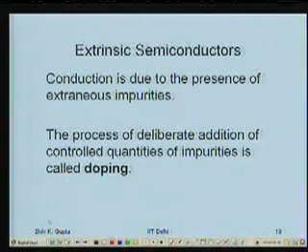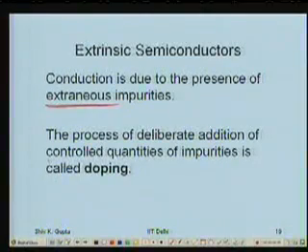That is, metals. I'm talking about metals and conductors. Here you will find it the other way around. When you add impurities, they increase the conductivity. Okay? We call it extrinsic because the conduction is due to the presence of extraneous impurities. These extraneous impurities we add knowingly to a very pure substance, intentionally, and therefore addition in a controlled quantity is called doping.